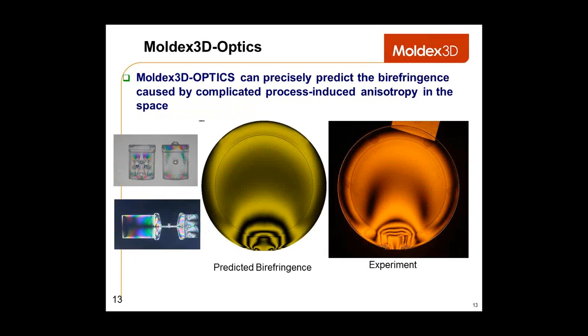Optics. Moldex3D can precisely predict birefringence caused by the complicated process-induced anisotropy in the cavity. In this picture below, we can see the predicted birefringence as determined by our solver and the actual birefringence. And again, our predictions and results were accurate with the actual test.